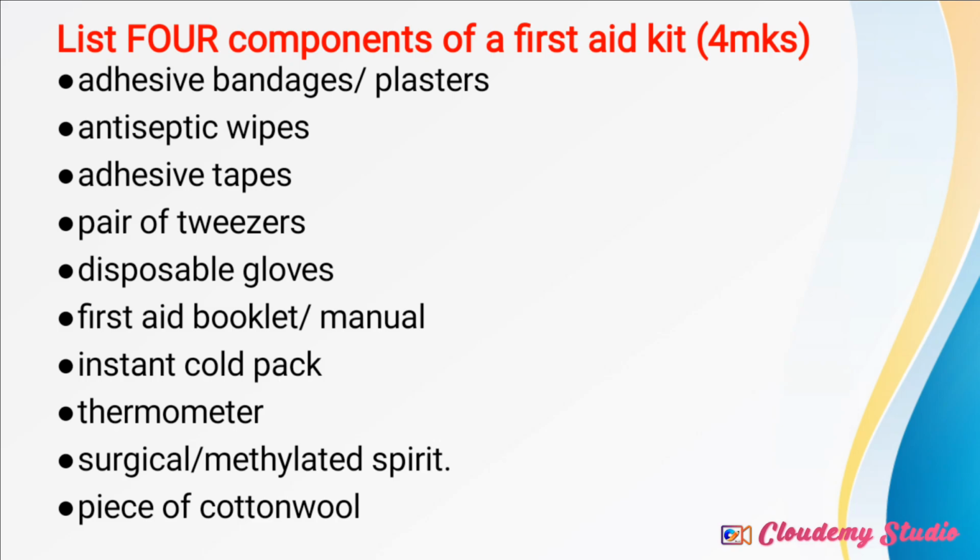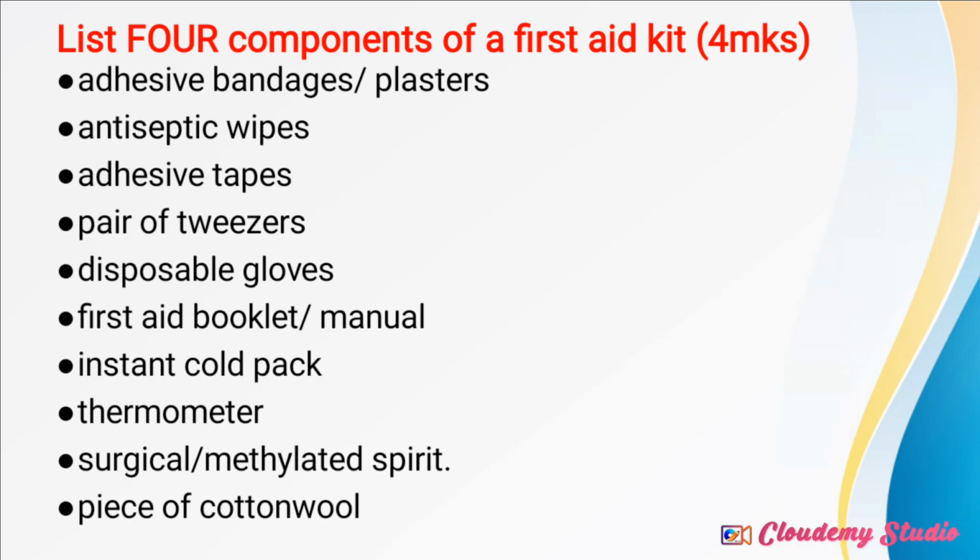One being adhesive bandages. Adhesive bandages, these are types of bandages that are made of something that is biodegradable. It can decay, or plasters. And that's why you find that it always decays. When the wound gets healed, it decays. We have antiseptic wipes. Those antiseptic wipes are used to kill germs. They can be used to rinse or wash the wounds.